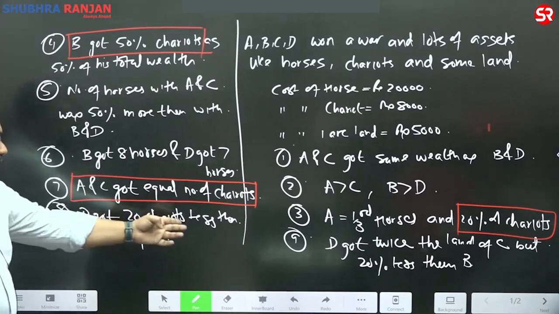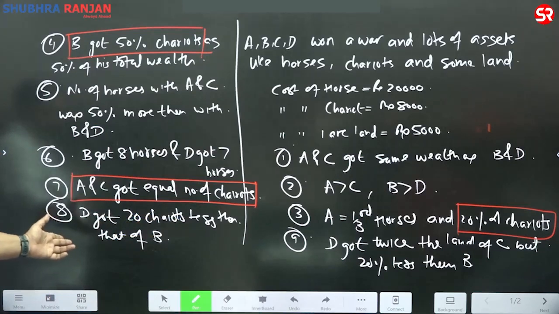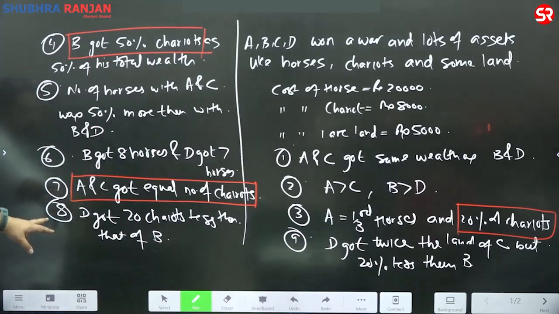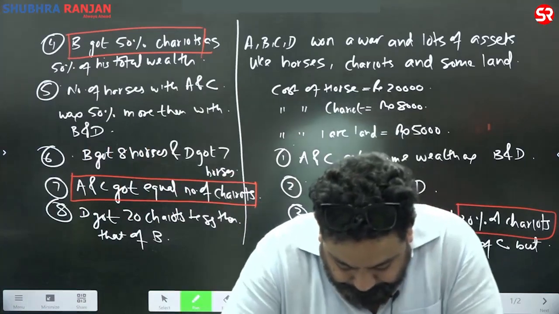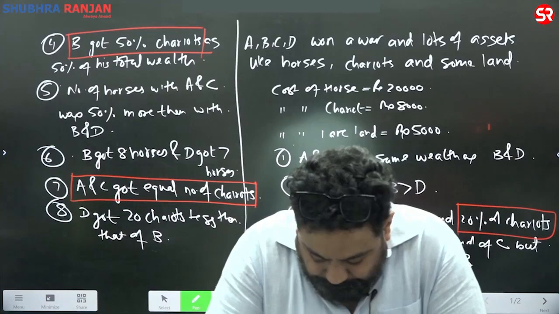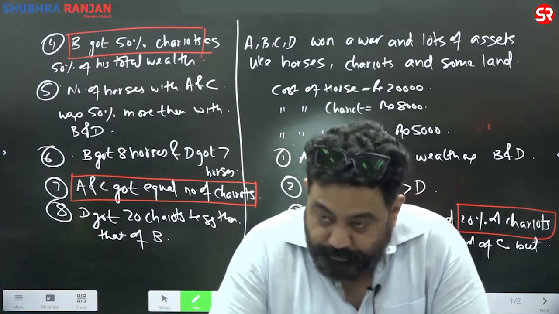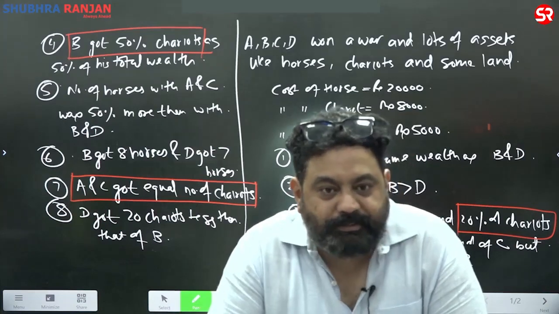D got 20 chariots less than that of B. So the difference of 20 has come. This is easy. Chariots is a very easy game. He is saying D got 20 chariots less than that of B. The difference between the two is given. All the information is there for chariots.